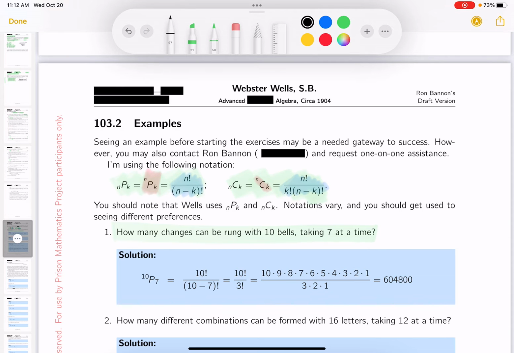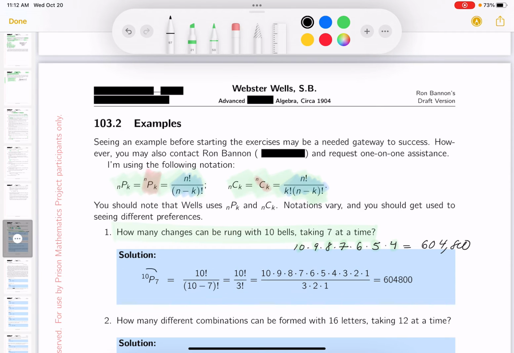So there are 10 bells. If I thought about it, I'm going to take 7 at a time. So there are really 10 choices for the first one, and then there would be 9, then 8, then 7. I've chosen 4 bells already. And then 6, and then 5, and then 4. Let me count this up for you: 1, 2, 3, 4, 5, 6, 7. I chose 7 bells. Do the multiplication. Now, granted, you're allowed to use calculators. This would give you 604,800.